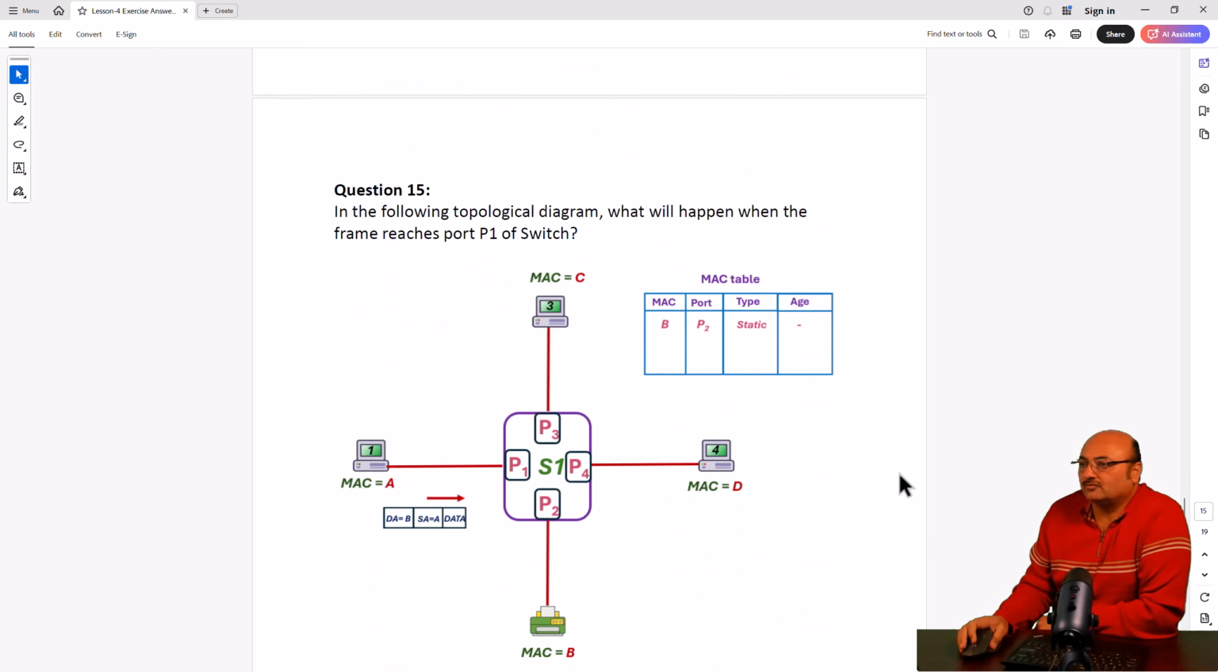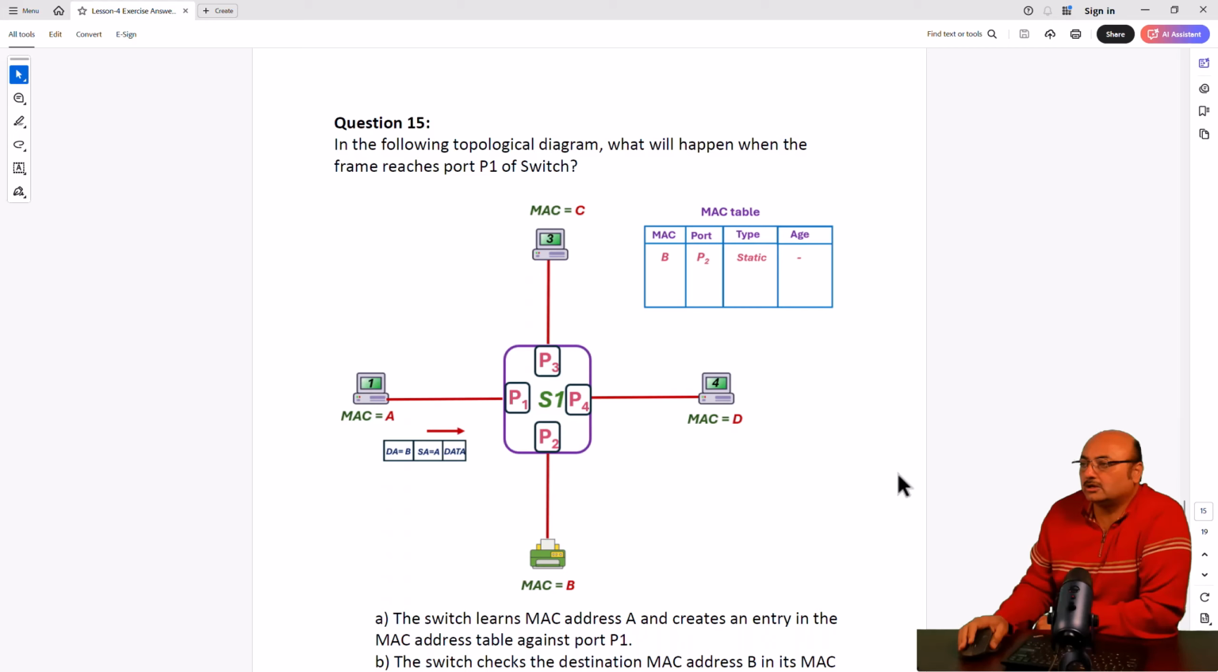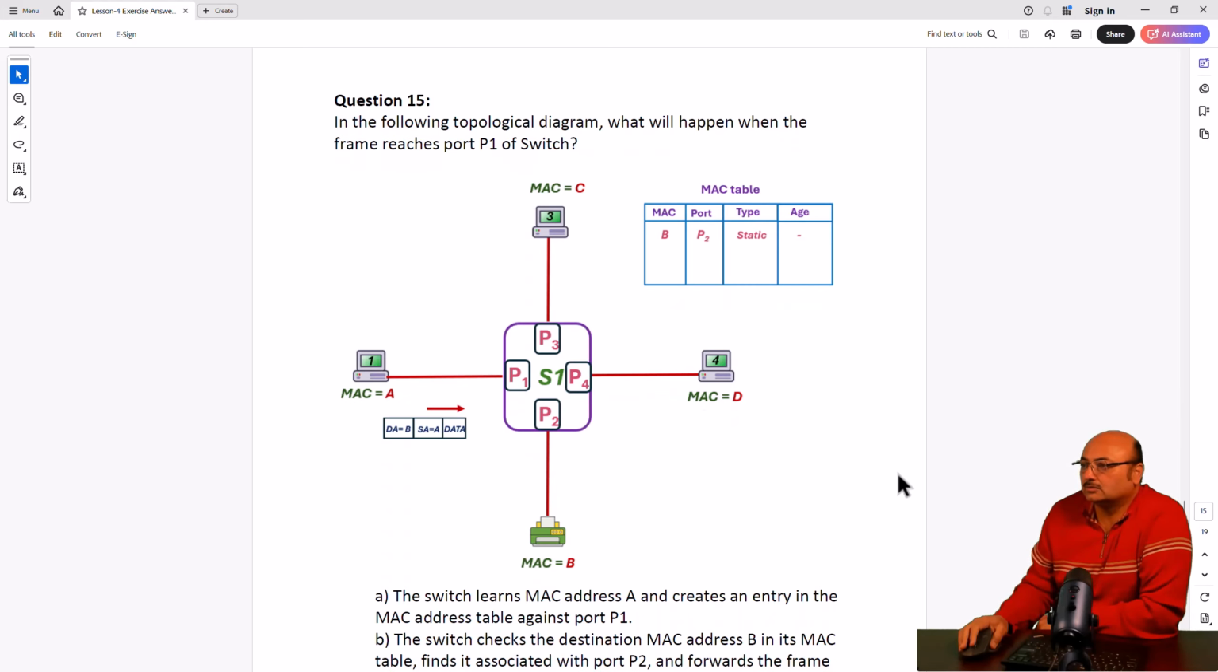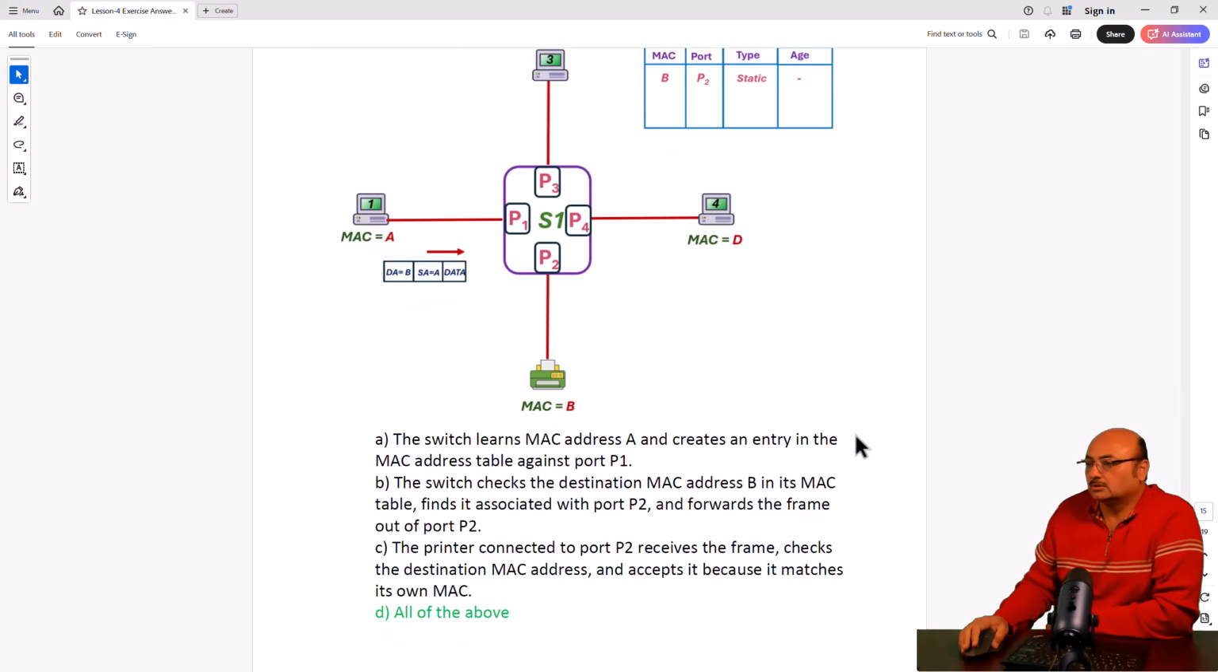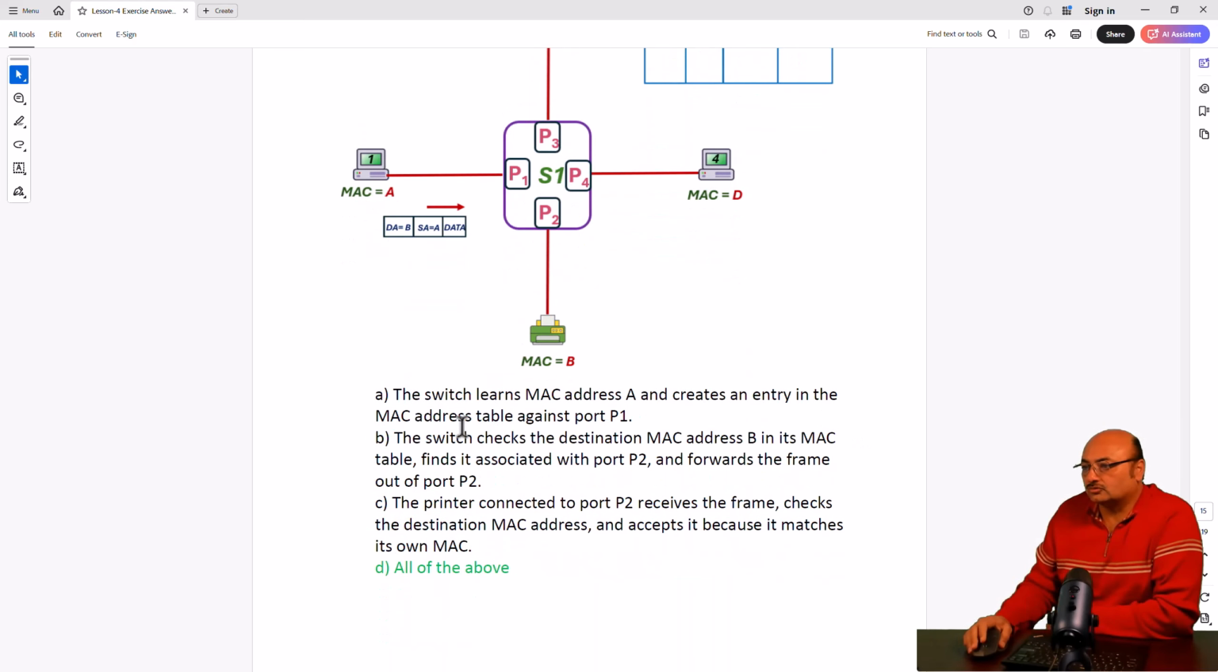Moving on to question 15. In the following topological diagram, what will happen when the frame reaches port P1? So on port P1, this frame will be received, and the source address is A. A is not in the MAC table. So an entry will be created for source address A against port P1. That is the first part.